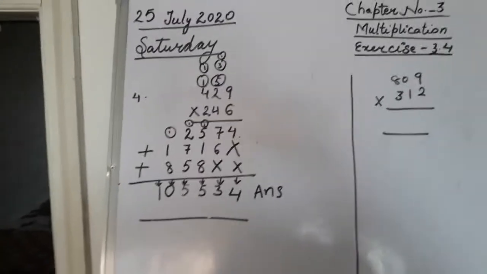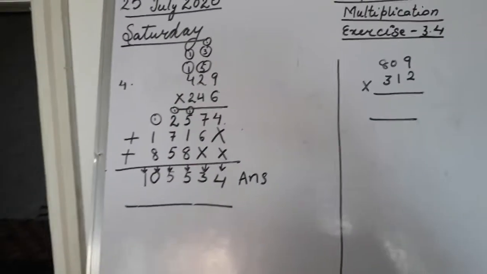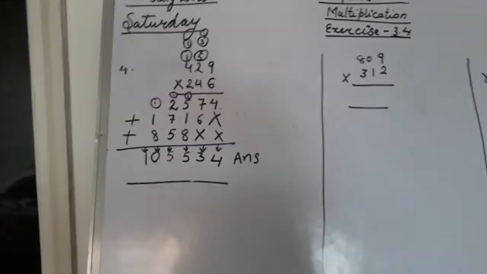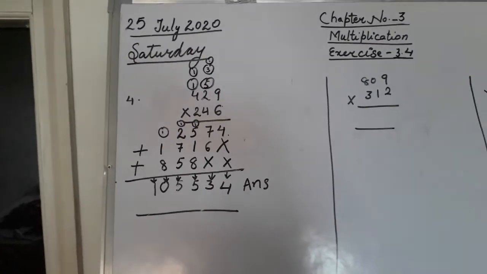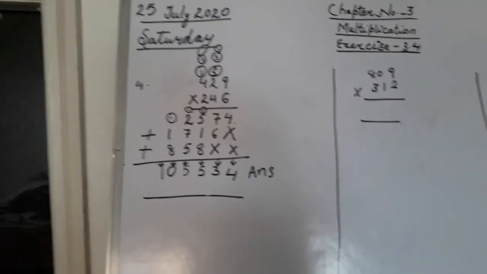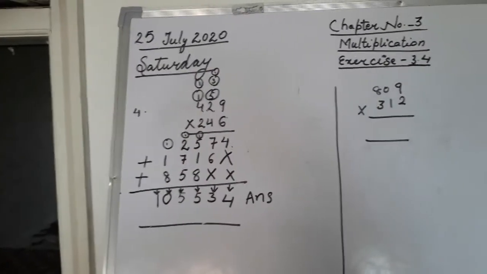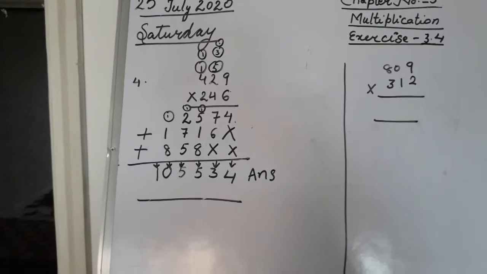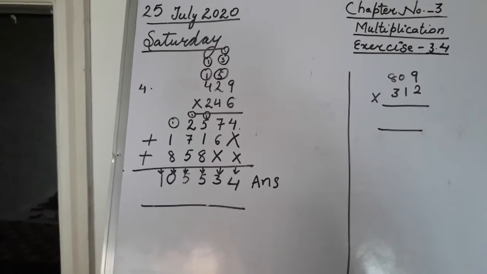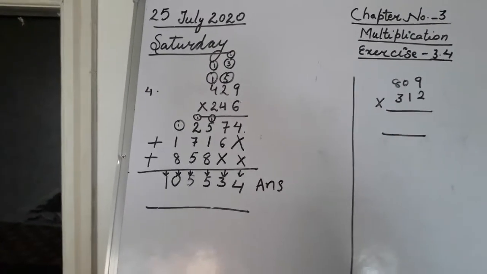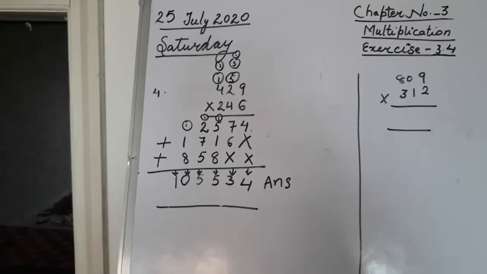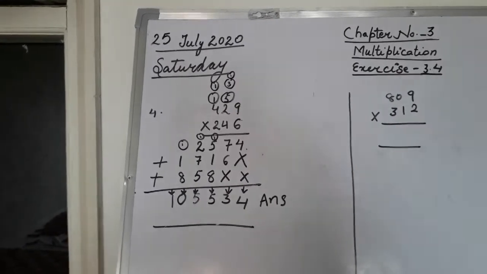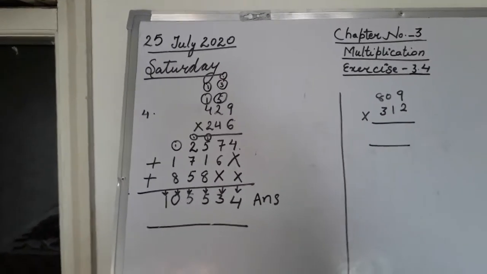429 multiplied by 246. Firstly I will multiply 6 by all the 3 digits above, right? 9 sixes are 54, 4 is written in the ones place and 5 goes on carry. Then 6 twos are 12, 12 plus 5 is 17. Then 1 carries, 6 fours are 24, 24 plus 1 is 25.